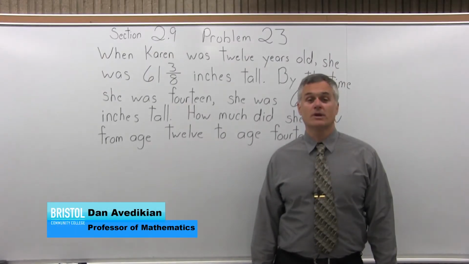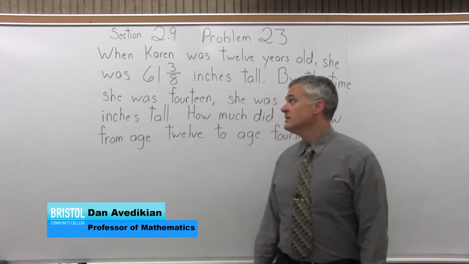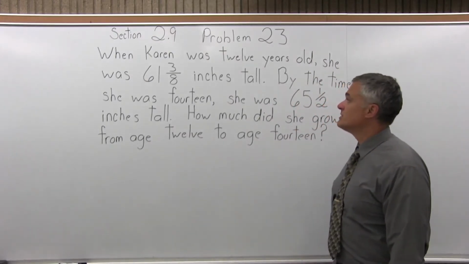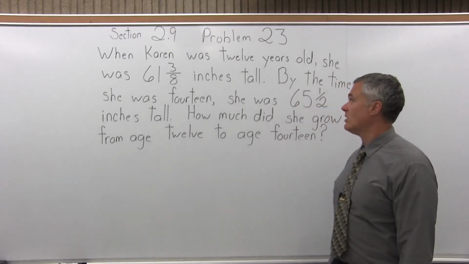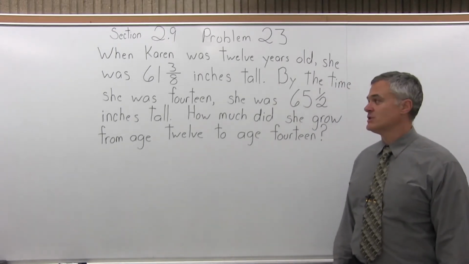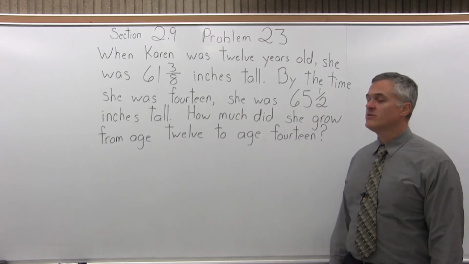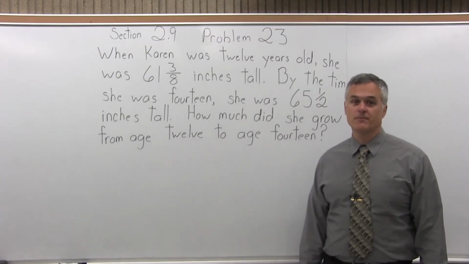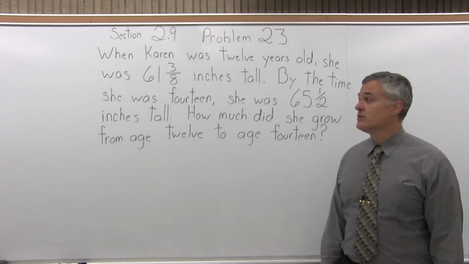This is Section 2.9, Problem 23. It says, when Karen was 12 years old, she was 61 3/8 inches tall. By the time she was 14, she was 65.5 inches tall. How much did she grow from age 12 to age 14? So what you have to do is subtract the two heights.